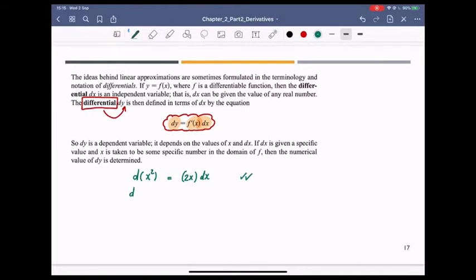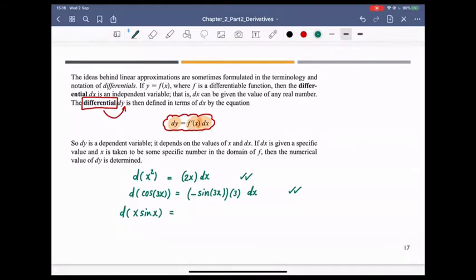Let's say I want to compute the differential of cosine 3x. Well, that means I need to differentiate cosine 3x. So I differentiate cosine, I get negative sine, right? Negative sine 3x. And then because of the chain rule, I need to differentiate the inner function, so I have 3. And then I attach the dx. Done.